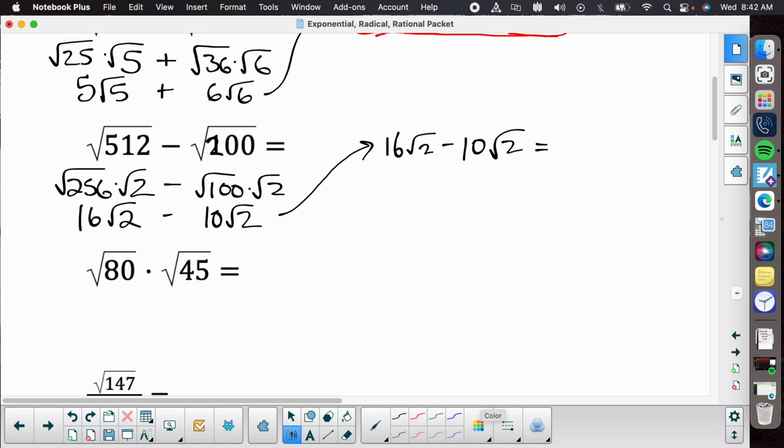And then I'll let you pick on somebody to finish the problem. Caleb. What would I finish this with? I've got 16 square root of 2 minus 10 square root of 2.